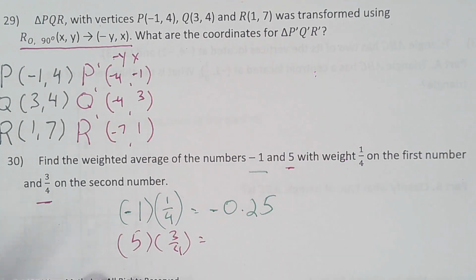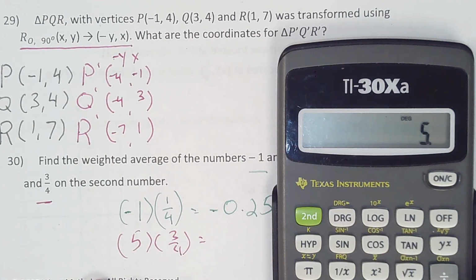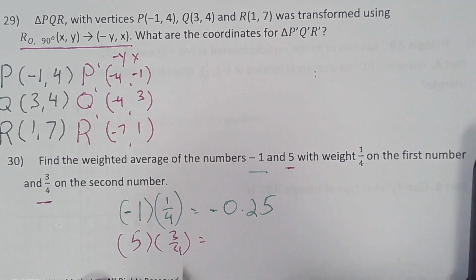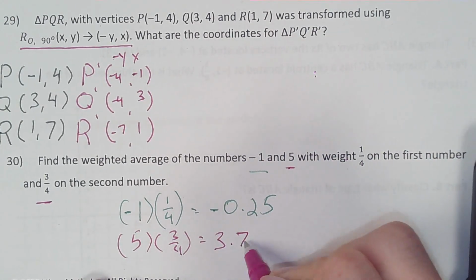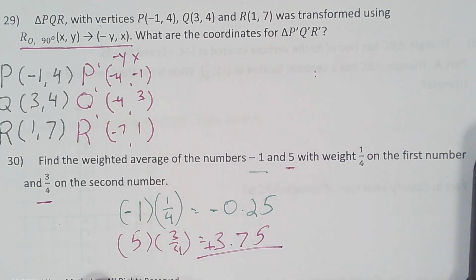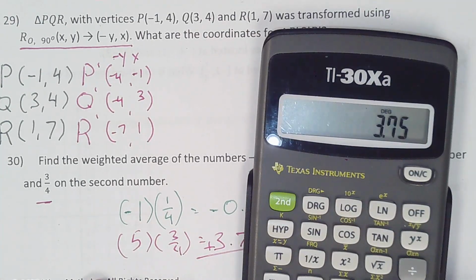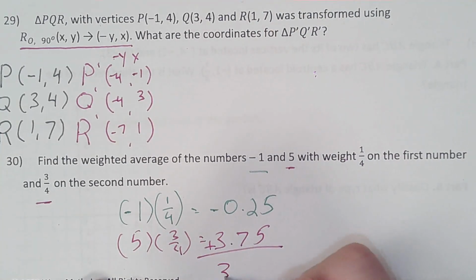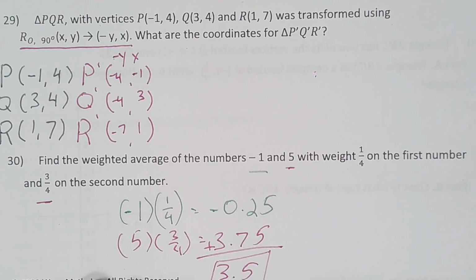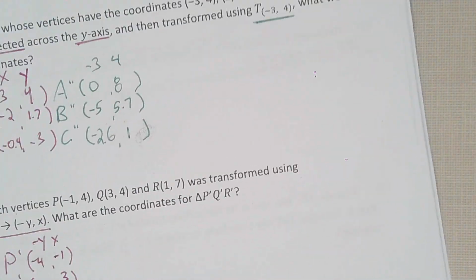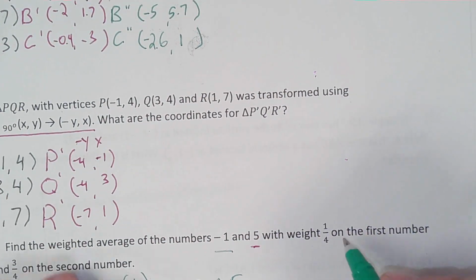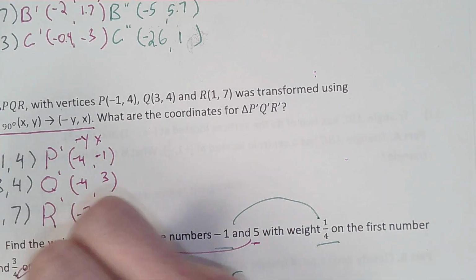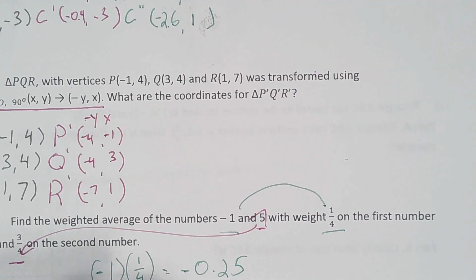3/4, which is 5 times 3/4 equals, and I'm going to turn the fraction into a decimal, which is 3.75, and then I'm going to add those together. 3.75 minus 0.25 equals 3.5. 3.5 is the weighted average. That is how you do those two. Okay, so first number, second number. That's as simple as that.